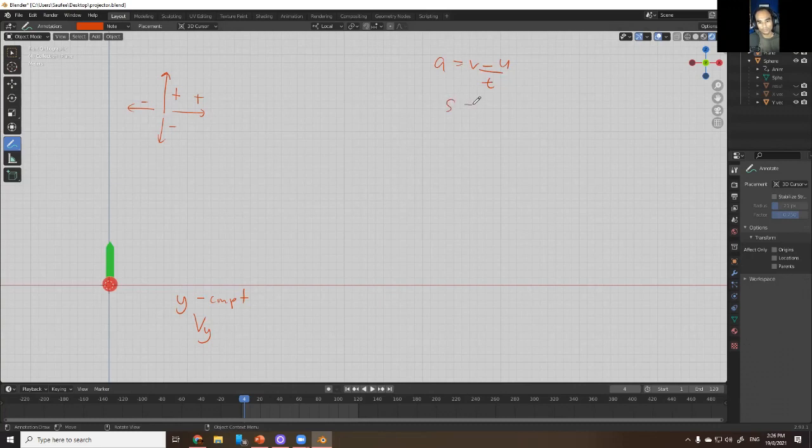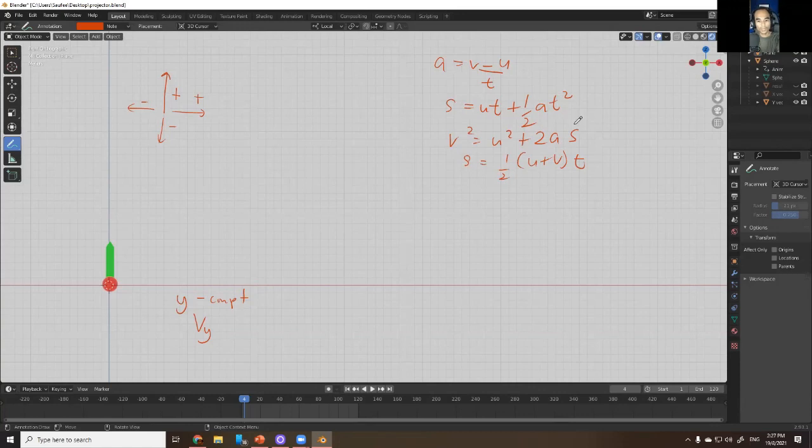S equals UT plus 1 over 2 AT squared. Okay, correct. One more: V squared equals U squared plus 2AS. Then one more: S equals 1 over 2 in bracket U plus V, times T. That one doesn't have acceleration. 1 over 2 (U plus V) T, where T is time.